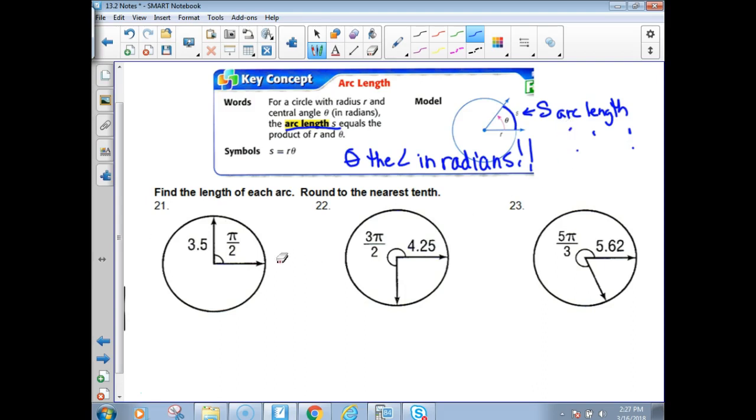All right, so these are really simple because some of these are already in radians. This is theta in radians, okay? Since it's given in radians, you don't have to do any conversion. You just type 3.5, the radius, times pi over 2, and we're going to get a decimal. You don't have to have fractional answers here. Oh, I don't know why I wrote 2.5. It's supposed to be 3.5.